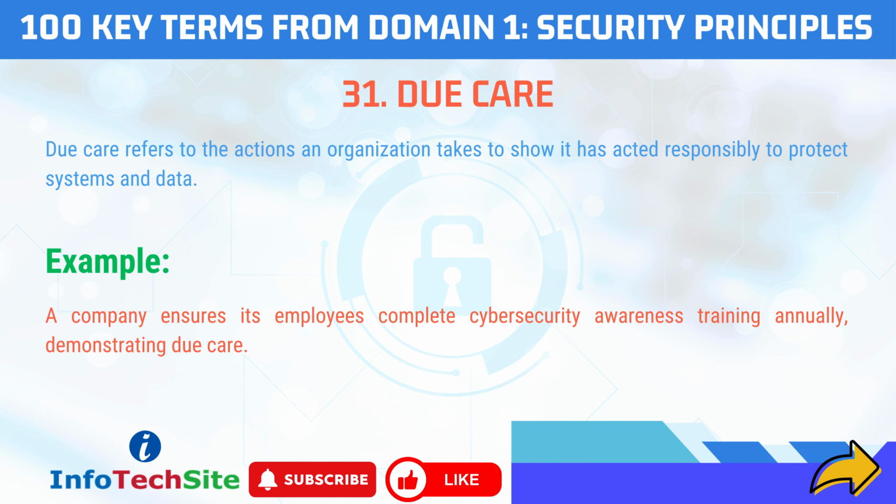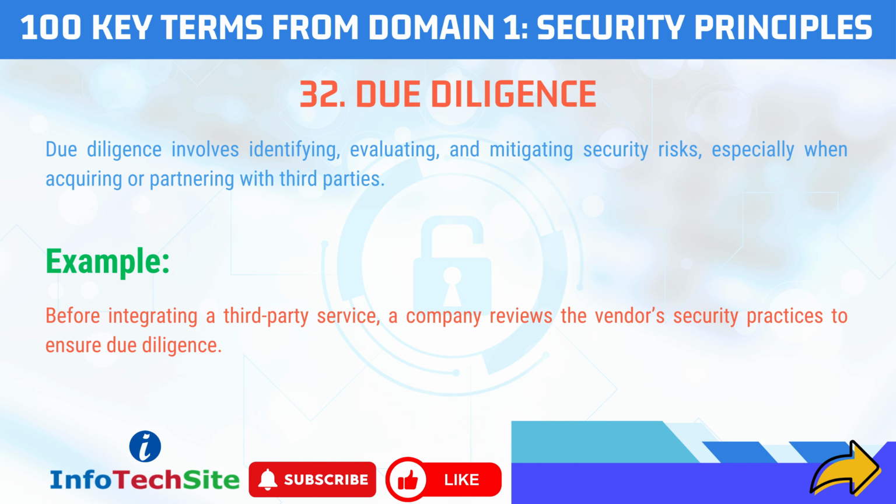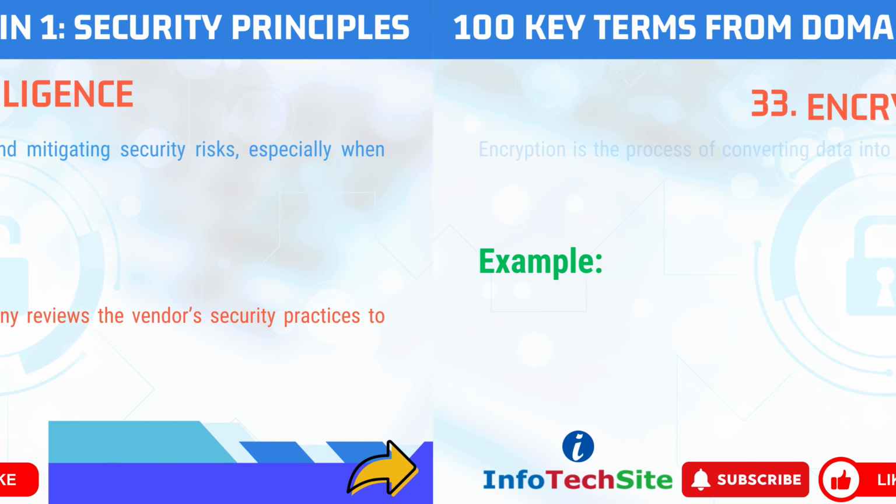31. Due care. Due care refers to the actions an organization takes to show it has acted responsibly to protect systems and data. For instance, a company ensures its employees complete cybersecurity awareness training annually, demonstrating due care. 32. Due diligence. Due diligence involves identifying, evaluating, and mitigating security risks, especially when acquiring or partnering with third parties. An example includes: before integrating a third-party service, a company reviews the vendor's security practices to ensure due diligence.